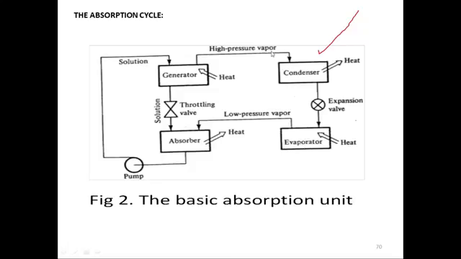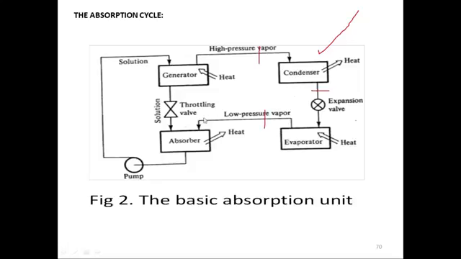We'll try to find out what is the enthalpy before the condenser, so at this point, and after the condenser at this point. And similarly, what is the enthalpy before the evaporator, which will be the same as what we find out here, and after the evaporator here. So at these 3 points we need to find out what is the enthalpy of water vapor. That we can find out with the steam table.